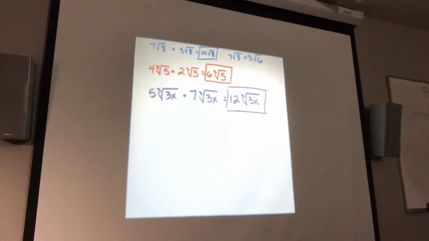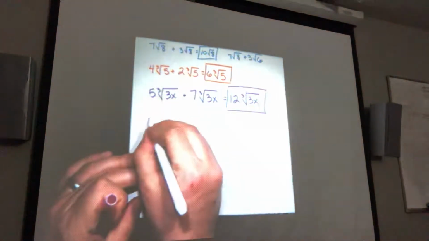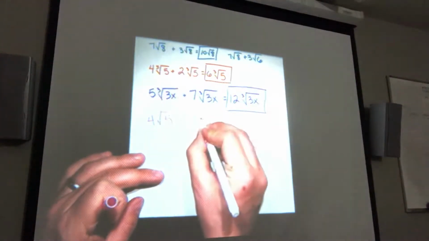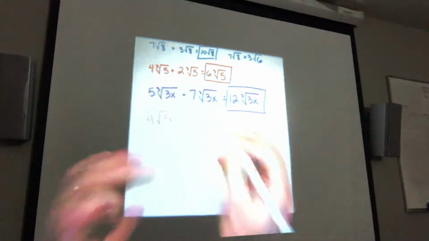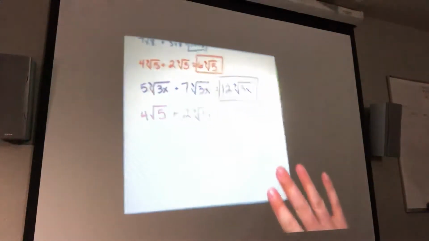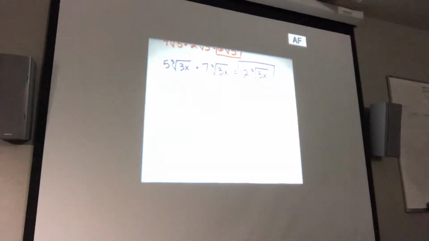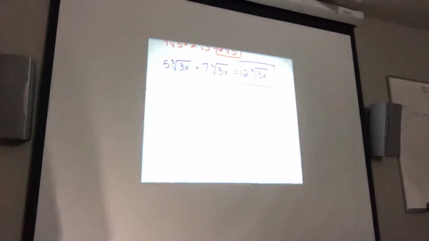What do you suppose the answer to this would be? 4 root 5 plus 2 cubed root of 5. That. I can't combine these together, but why not? They're both root 5. Because one's cubed and one's squared. Exactly right. One's cubed and one's squared. So the answer is that. I cannot put those two things together. Right? So let's try a little trickier ones.